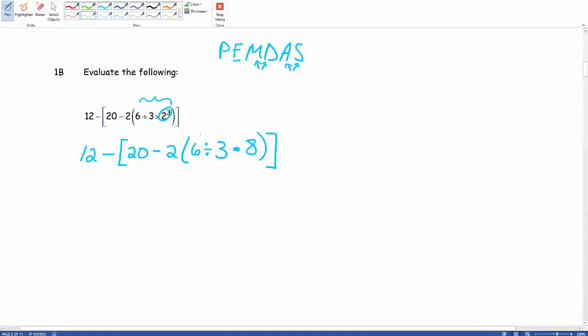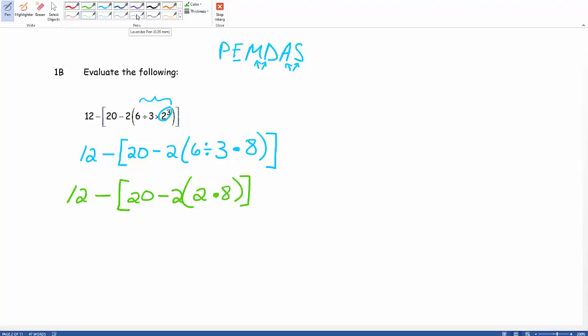Again, still working in this innermost parenthesis, we would then go on to multiplying and dividing. Well, again, multiplying and dividing have that same exact power behind them. And so we would read this then from left to right. So it looks like we're actually going to divide that 6 divided by 3 first. All right, so just rewriting everything, we have 12 minus bracket 20 minus 2. By the way, brackets are the exact same thing as parentheses. It's just a different way to tell, so you don't have parentheses everywhere. 6 divided by 3 comes out to be 2 times 8.